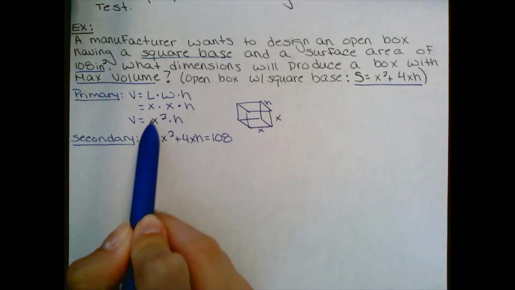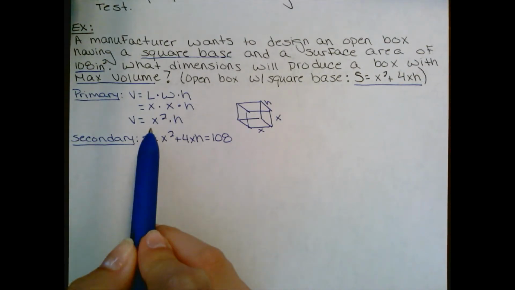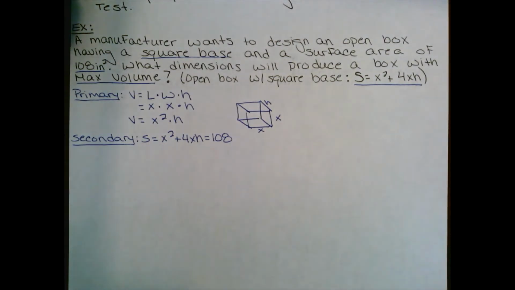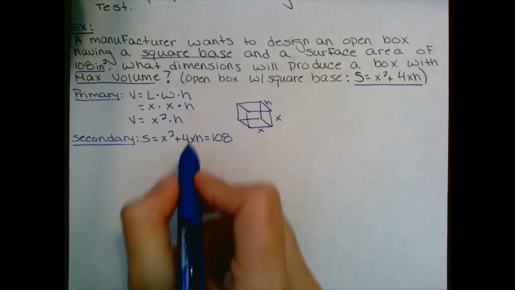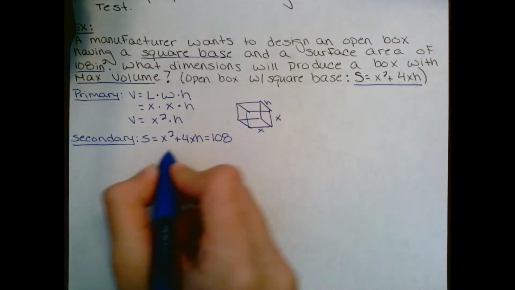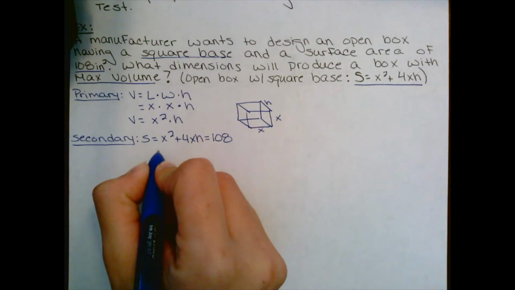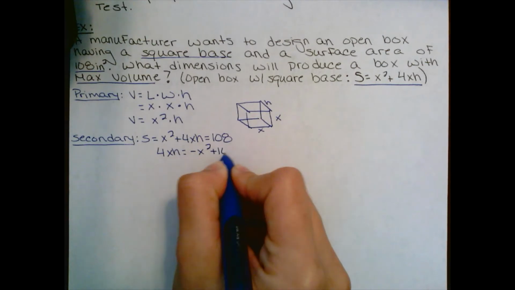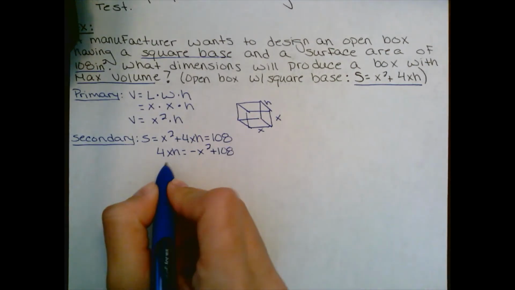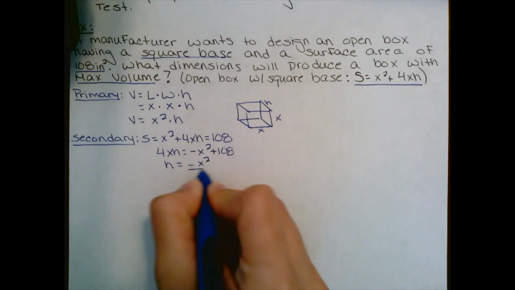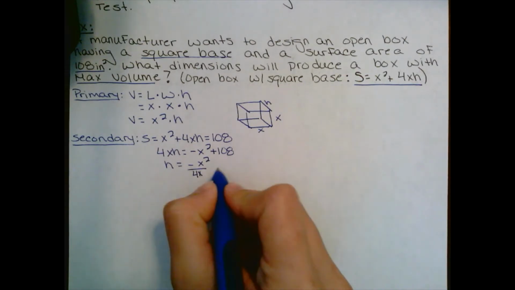Okay? So the question is, do you want to isolate the H or the X? Honestly, either way that you do it, it will work out the same. So I'm going to go ahead and isolate H just because it's in one term instead of stuck in both of them. So I can subtract this x squared, and now I'll say 4xh equals negative x squared plus 108. And then divide this by 4x. So h equals, remember each term gets divided, so I'd say negative x squared divided by 4x plus 108 divided by 4x.